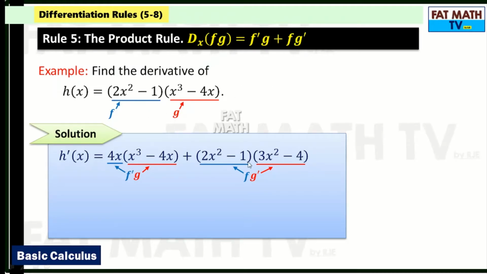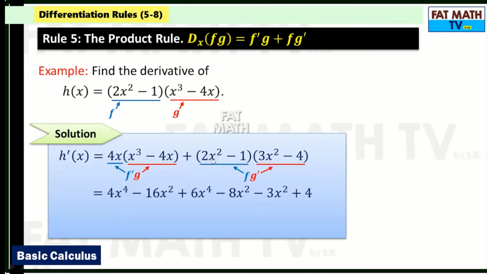So copy that. Plus f. F is 2x squared minus 1 times the derivative of g. What's the derivative of x cubed? 3x squared, applying the power rule. Minus derivative of 4x is 4. And then we can expand this and simplify. 4x times x cubed is 4x raised to 4. Minus 4x times 4x is 16x squared plus we will multiply these two expressions.